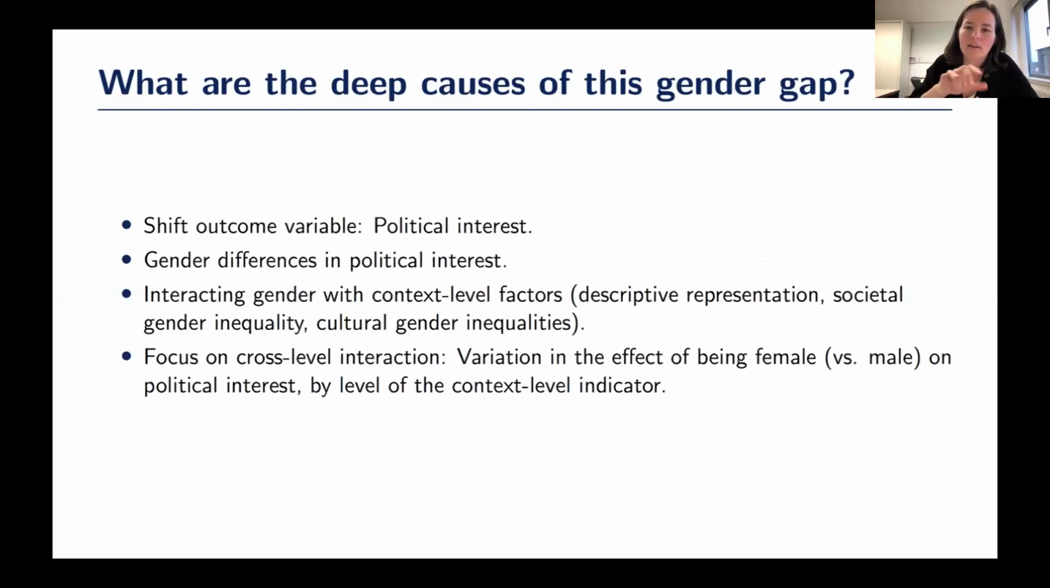So technically we're looking at cross-level interactions, where we're interacting some context level variable with gender to predict political interest. And so we want to know if the effect of being female on political interest varies by some societal level characteristics, things like how many women are present in parliament, how the society is doing in terms of gender inequality, and then our indicator of cultural gender inequalities.